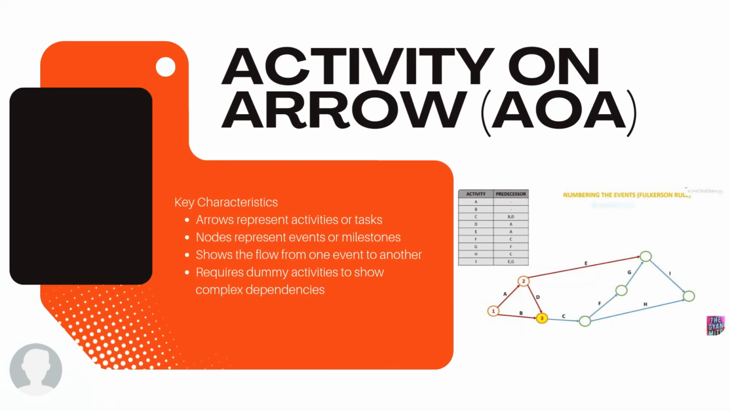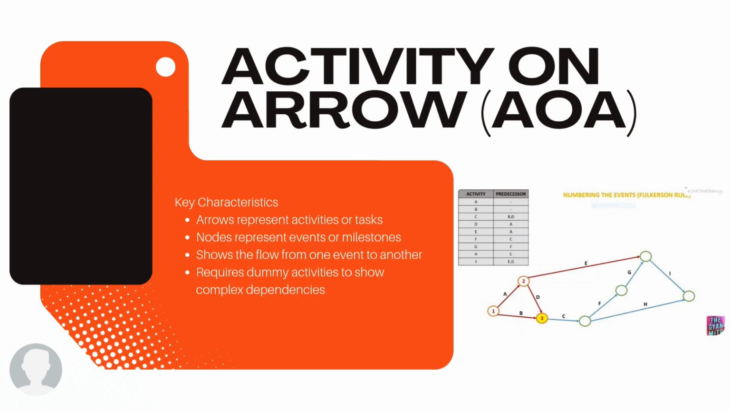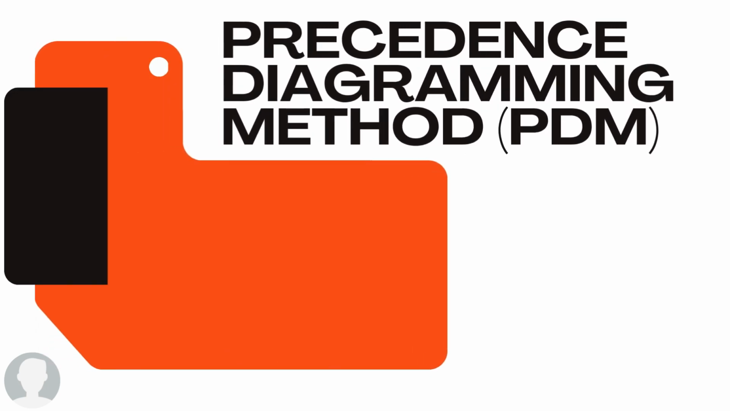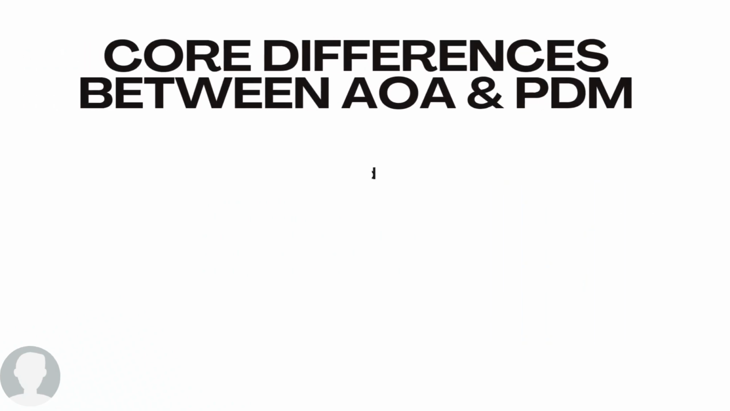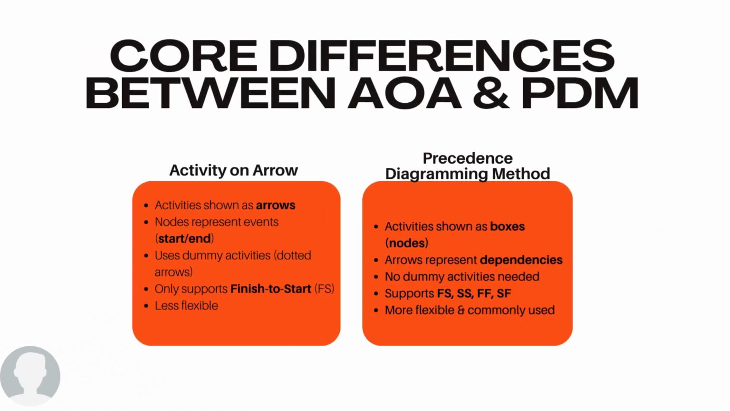As you can see here, activity on arrow is the traditional method that uses arrows to represent activities and nodes to represent relationships. The precedence diagramming method is the modern approach that uses boxes for activities and arrows to represent dependencies. While both of them help us to plan, they function very differently.